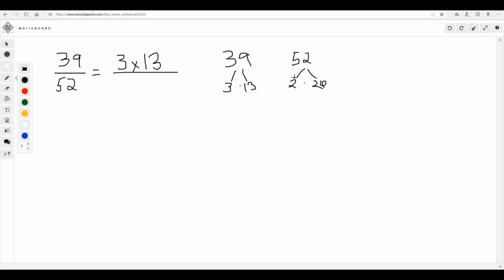Now 2 is already prime. 26 can be factored down, right? So I'm going to just bring this 2 down. It's just going to stay the same because it's already prime. Okay. Now I'm going to factor out 26. Wouldn't that be 13 times 2? Now 2's prime, so those can't come down. 13's prime, it can't come down.